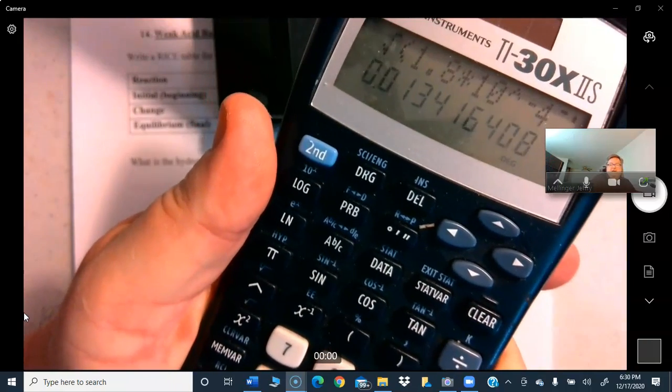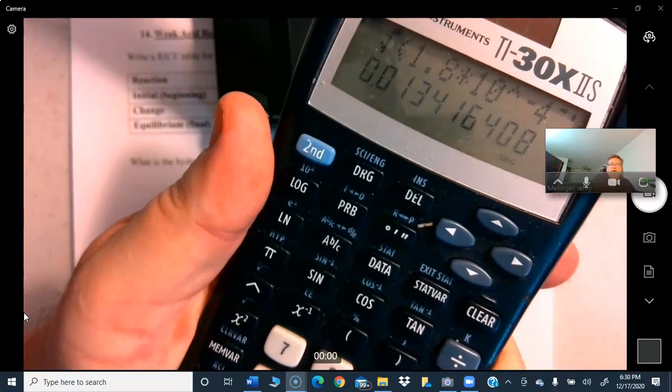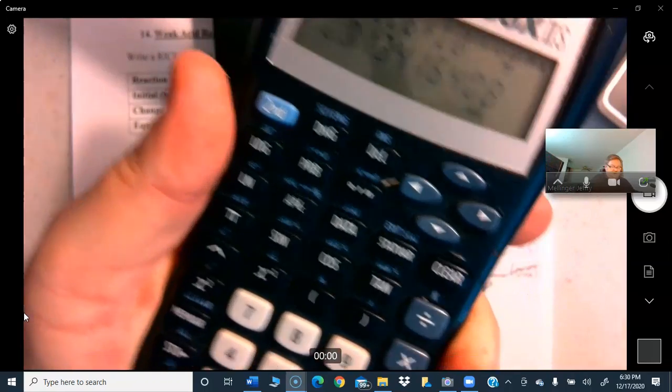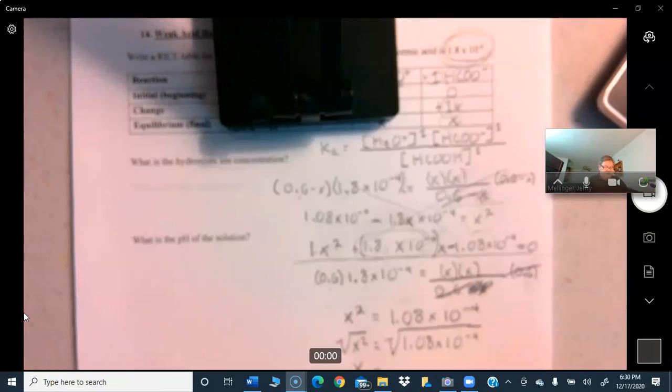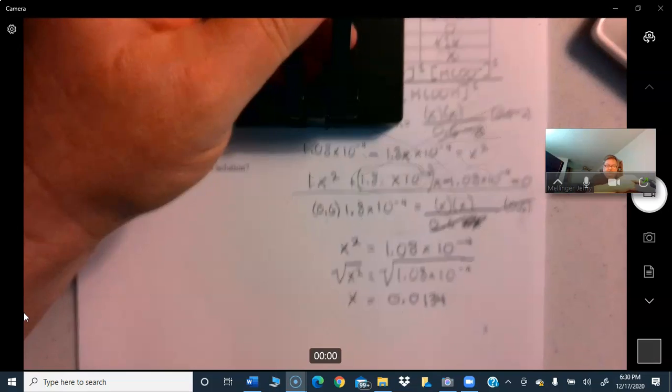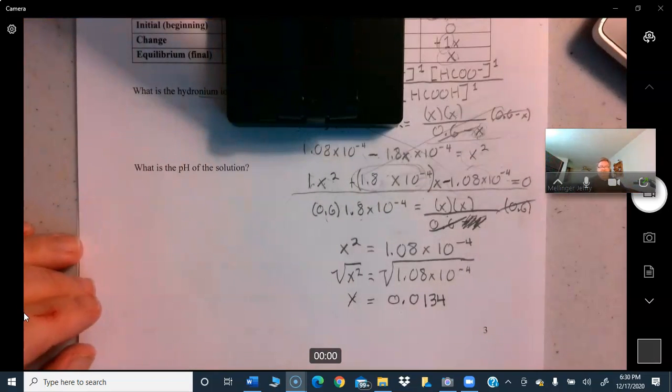And you get 1.34 times 10 to the negative 2, or you can just write it like this. It should have been 0.0134. And that's a few extra significant figures there. So that's your value of x.